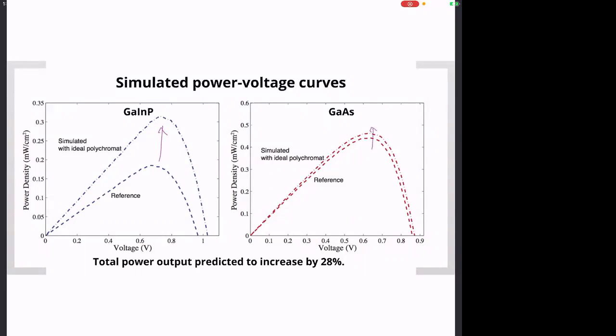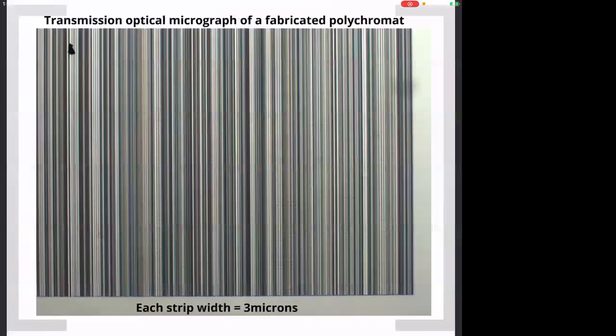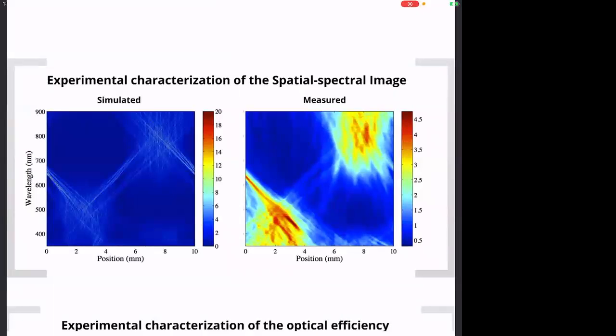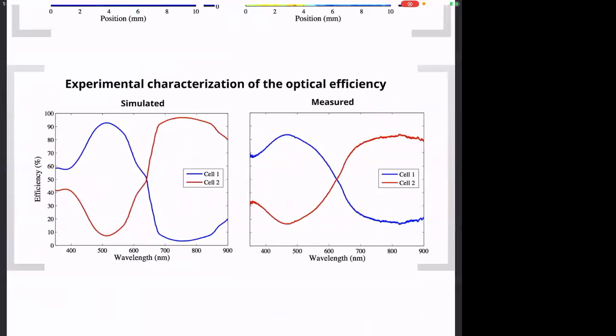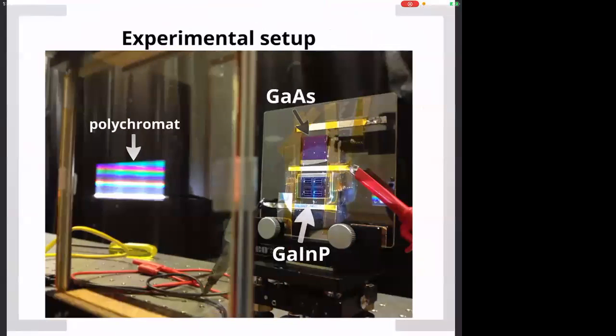If you average both of them, we see a predicted increase of something like 28%, which is pretty significant for most situations. And these are actual experiments where the devices were made. Again, these are the pictures that you have seen before, so I'll skip that. And these are measured efficiencies. But this is what's interesting.